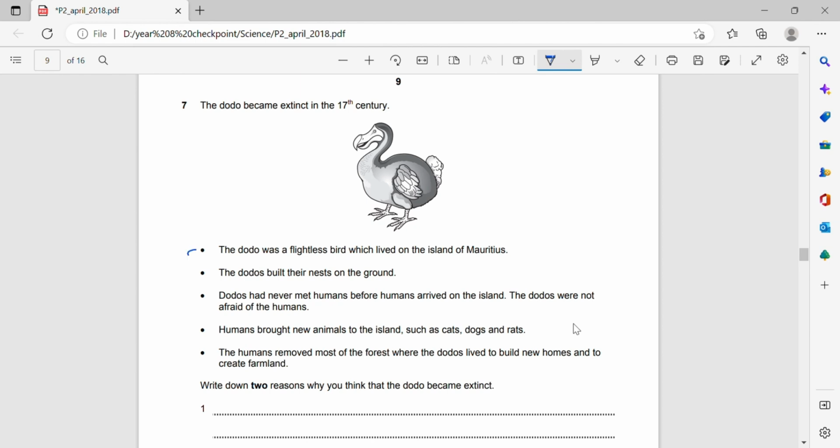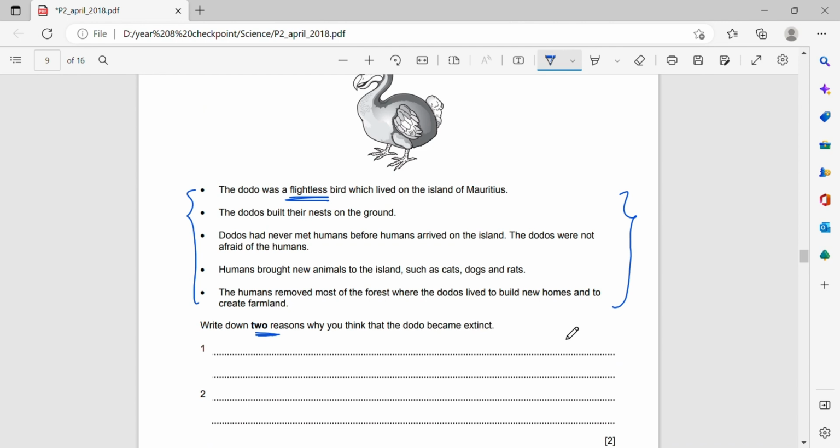Here we have the answer inside this part of the question. The dodo was a flightless bird. Flightless means unable to fly. So we need 2 reasons why they became extinct. They weren't able to fly, so they couldn't escape the new animals. They might have been eaten. Their food might have been eaten. Their eggs might have been eaten. They were hunted by humans. They lost their habitat. They were not afraid of humans. It's mentioned here, so they were easy to catch. They were not able to fly to find a new habitat, for example.